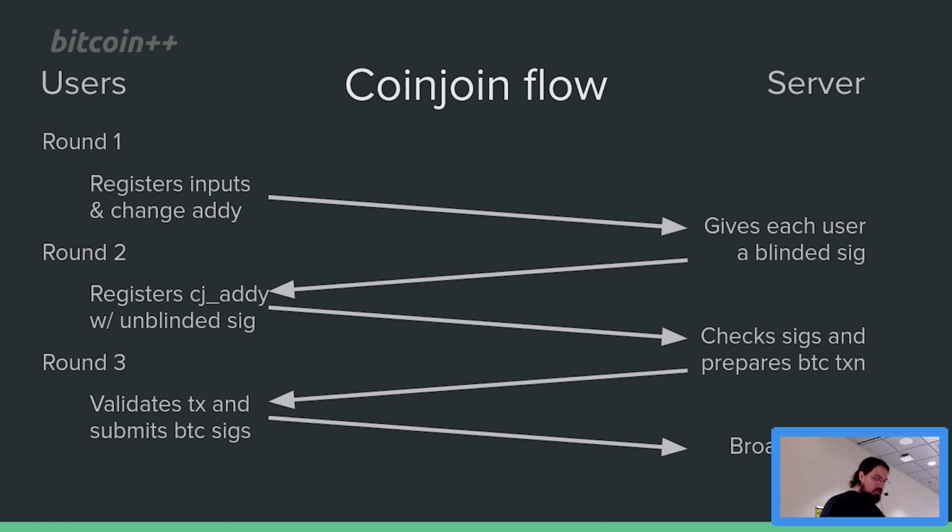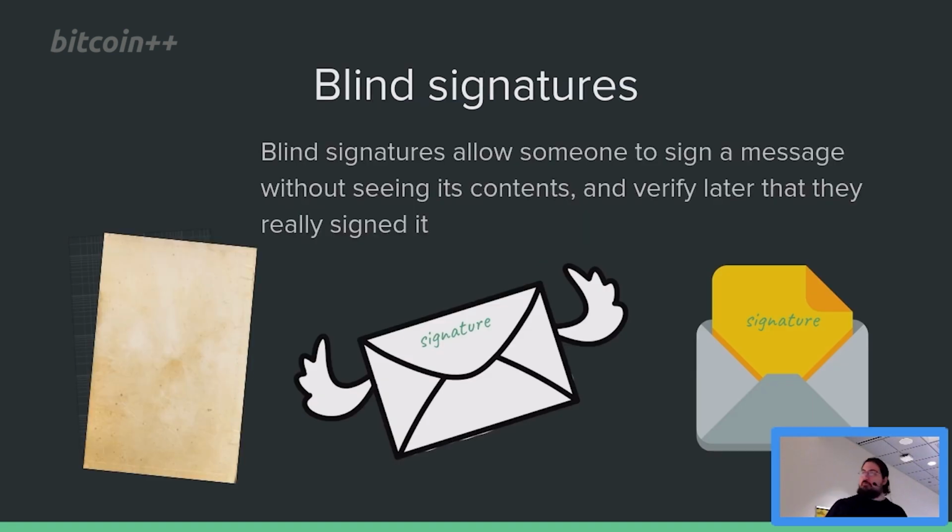And if you've never heard of blinded signatures, let me tell you a little bit about them. Blinded signatures allow somebody to sign a message without seeing its contents and verify later that they really signed it. We use them in coin joins to prove that you sent an input. You registered an input with the coordination server, he gives you a blinded signature, you unblind it and send it back to him, and he can validate that he interacted with you, because he can see a signature, but he doesn't know what he signed. So all he knows is you were one of the people who registered an input.